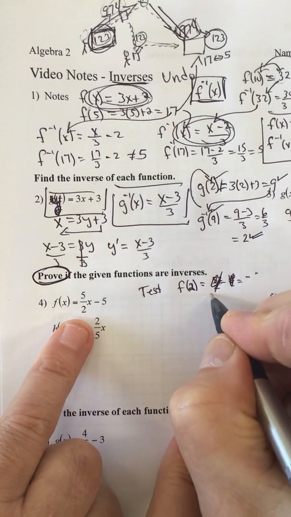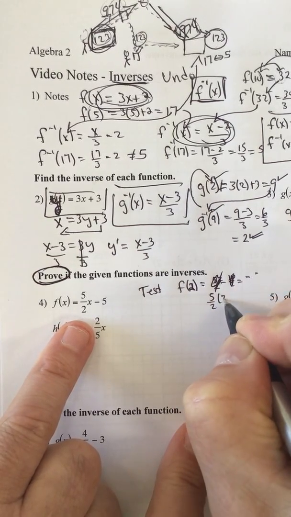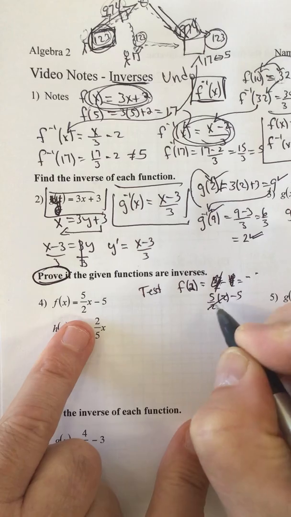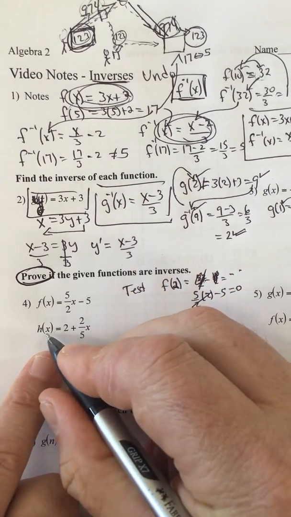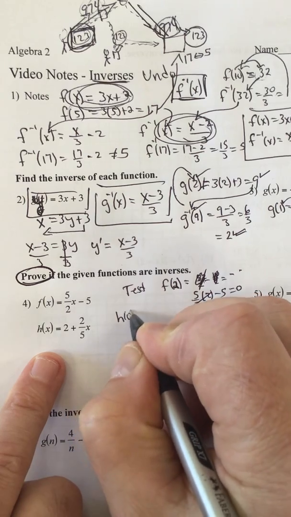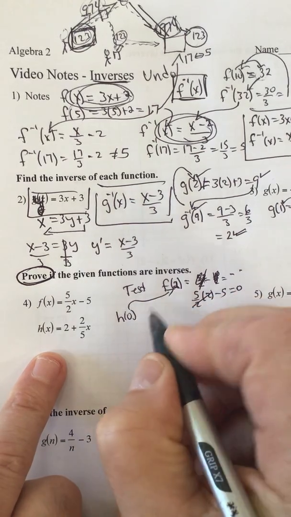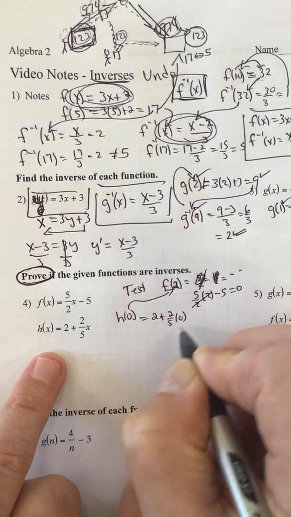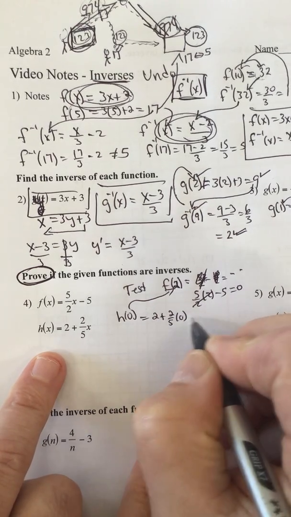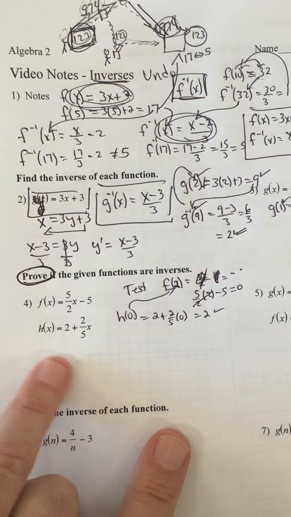Okay, let me start over. That'd be 5 halves times 2 minus 5. The 2's will cancel out. 5 minus 5 is 0. That means if I stick a 0 in this one, h of 0, it should give me back the 2. Okay, that's 2 plus 2/5 times 0. Well, sure enough, 2/5 times 0 is 0, 2 plus 0 gives me back the 2.